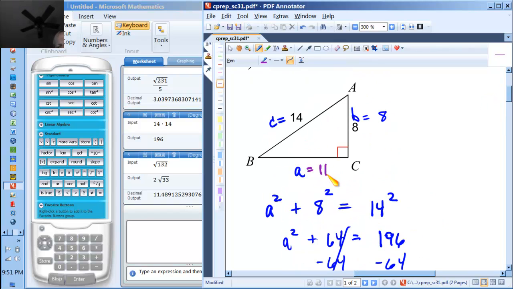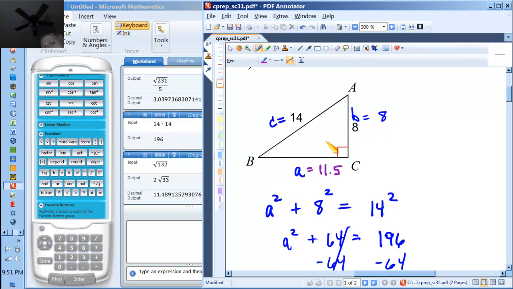Alright, so now I know all three sides, and I'm ready to start finding an angle. At this point you can pick which of the two angles you want to solve for. It doesn't really matter, either A or B. You always know you're going to have a right angle. It's always going to be 90 degrees. Your job is to find one of the other two angles. So I'm just going to pick angle B.